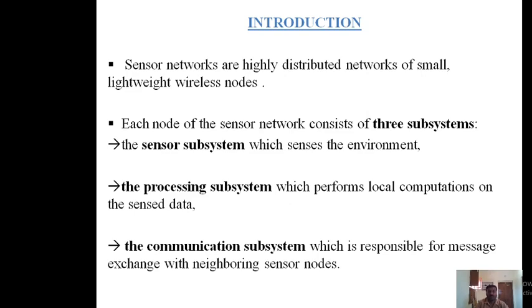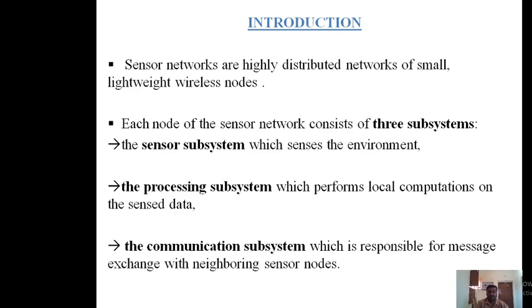So in these two, the first one is the introduction concept. Introduction concept says sensor networks are highly distributed networks made of small, lightweight wireless nodes. That means sensors are also treated as nodes in the networks, and they are very lightweight wireless nodes. So these sensor networks are used to sense any actions.